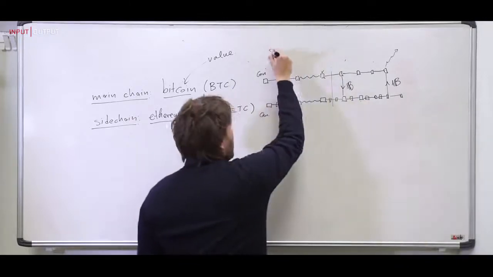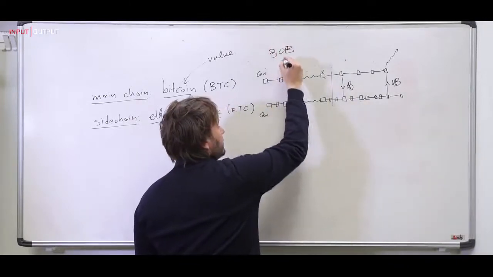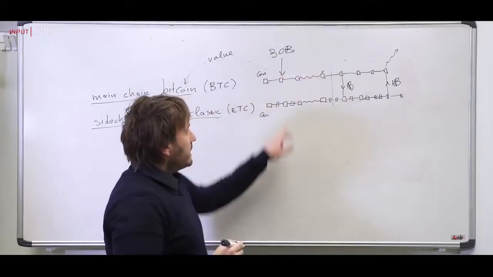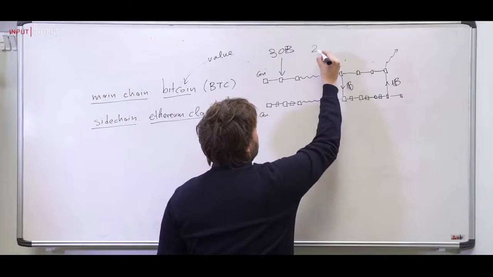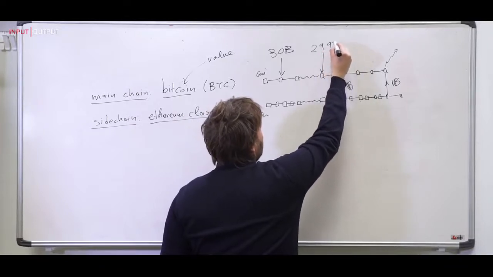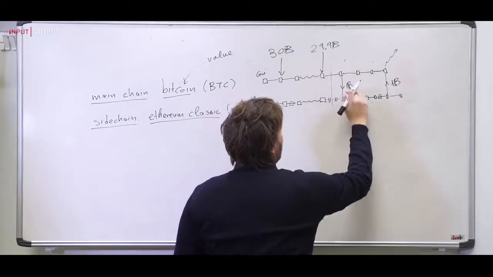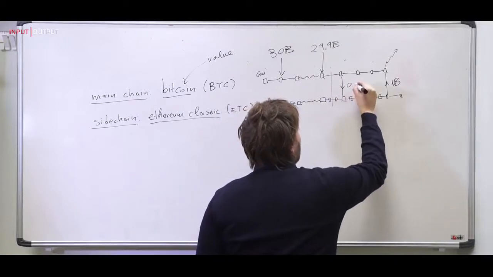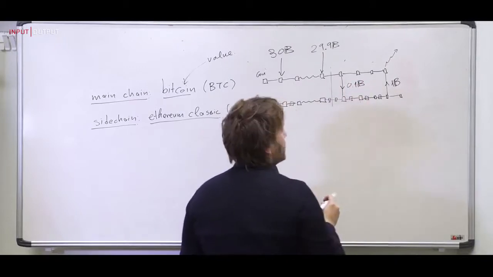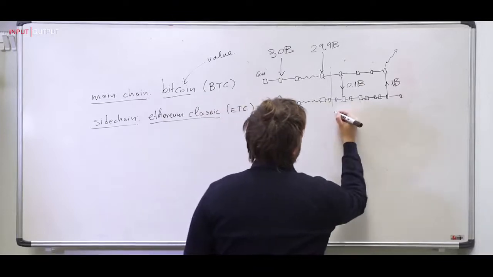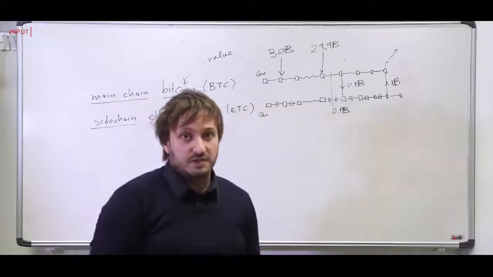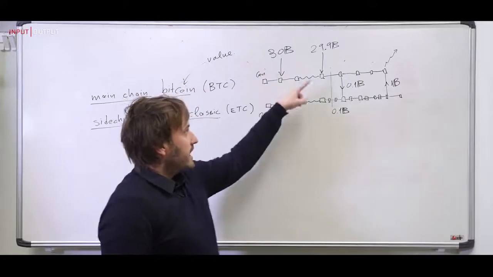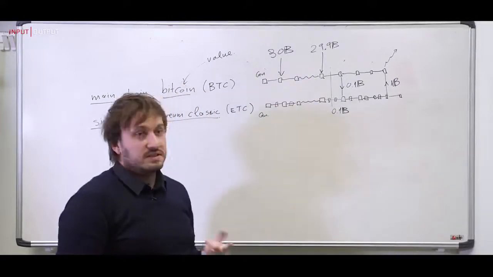So at some point I have all these coins together and they live here. And then I decide to split them up. So at this point here I have 29.9 Bitcoin on the Bitcoin blockchain, and I'm moving 0.1 Bitcoin into the Ethereum Classic blockchain, and so I have here this amount. Now the owner did not change, it's still me, but the amount that I have here and the amount that I have there is different.